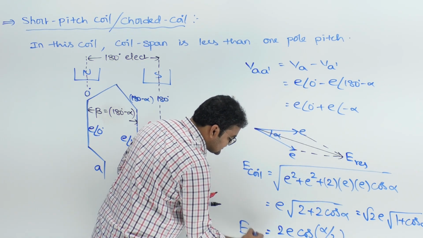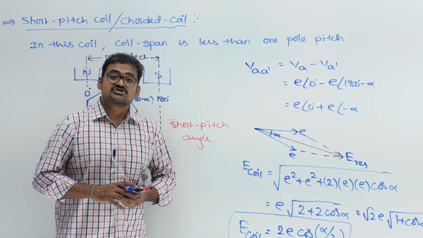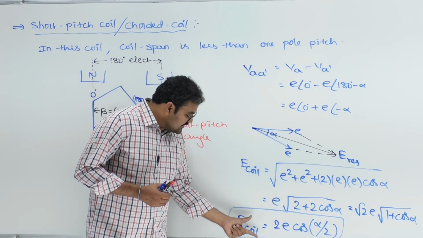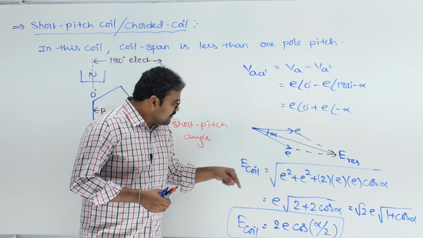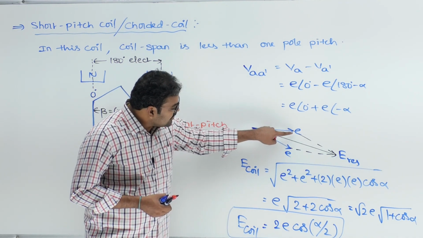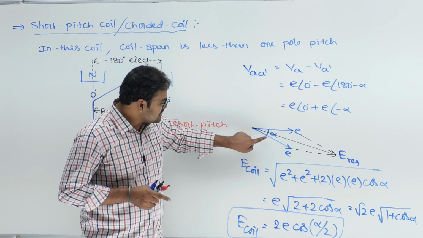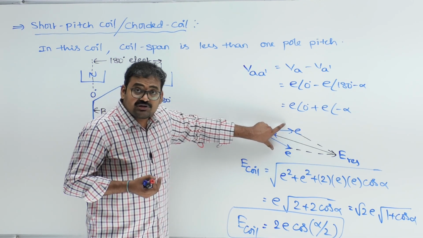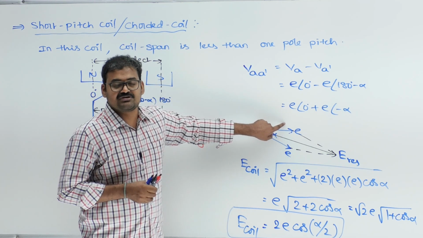This is going to be the resultant coil voltage for a short pitched coil. So therefore, for a short pitched coil, the resultant voltage is equal to 2E into cos alpha by 2. And we observed that the short pitched coil voltage is not just the algebraic sum of these two EMFs, it is a vectorial summation, because there was an alpha phase angle difference, understand? And we also know that mathematically vectorial summation is always less than algebraic summation.